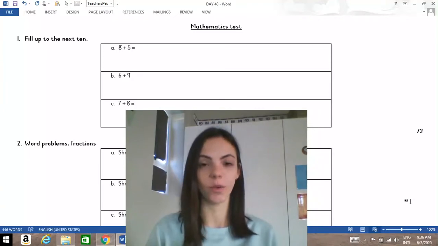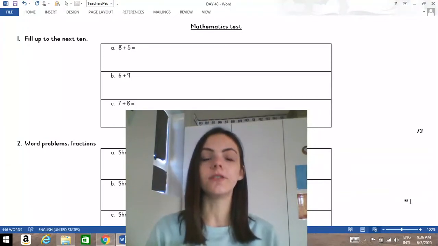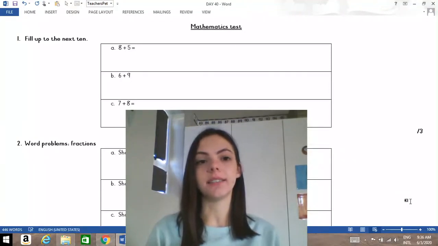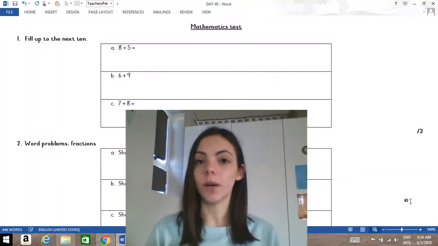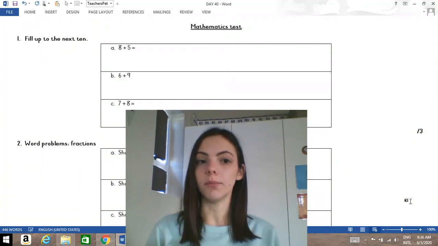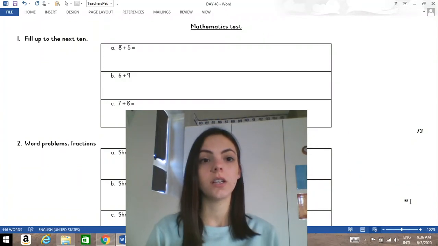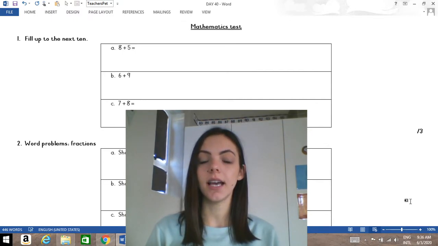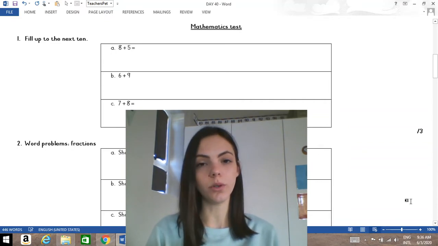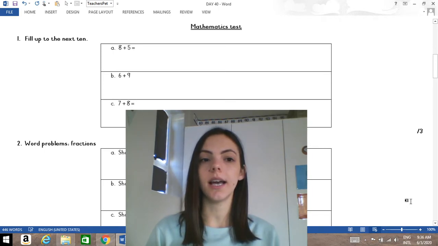Okay, let's start. Question number 1. Fill up to the next 10. Now filling up to the next 10, remember there's a certain way you need to do it in your steps. And you need to remember to do it like that, otherwise you won't receive your full marks. So you can do number 1, question A, B and C. I left a space for you to do it underneath the sum, or if you're doing it in a separate book, you can just number it 1A, 1B and 1C.